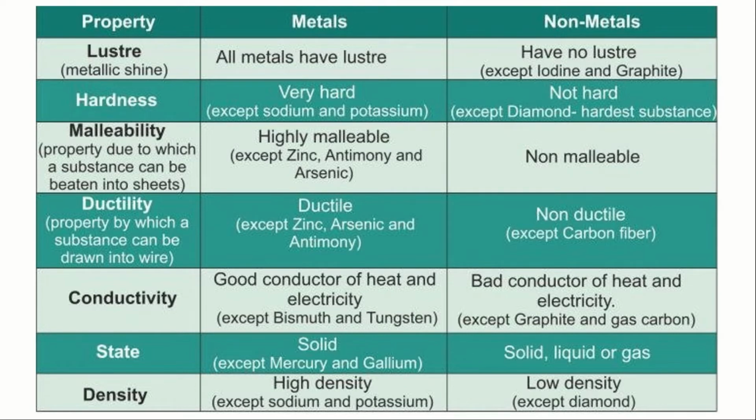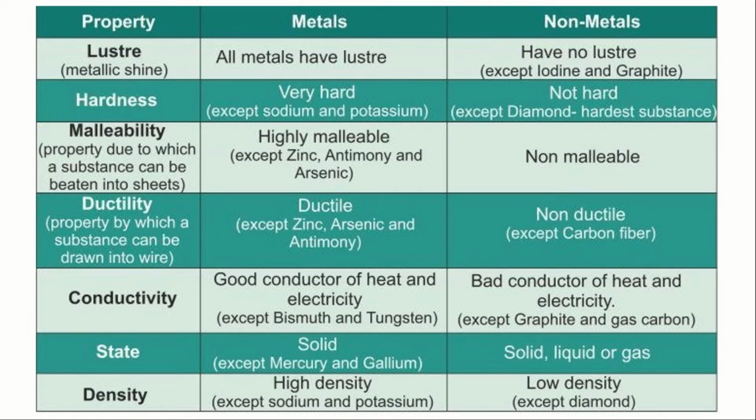The second property is hardness. Metals are very hard except sodium and potassium. Non-metals are not hard except diamond, which is the hardest substance on the earth's crust. Third property is malleability. Malleability means property due to which a substance can be beaten into sheets. Metals are highly malleable, that is, they can be beaten into sheets, except zinc, antimony and arsenic. Whereas non-metals are non-malleable. That is, they cannot be beaten into sheets.